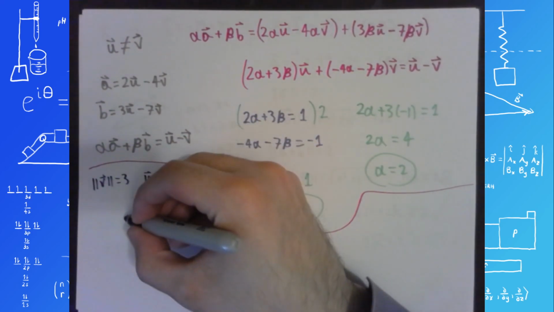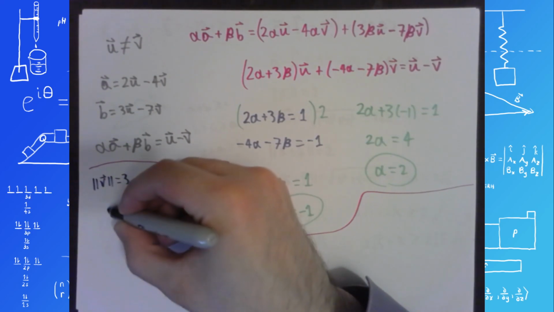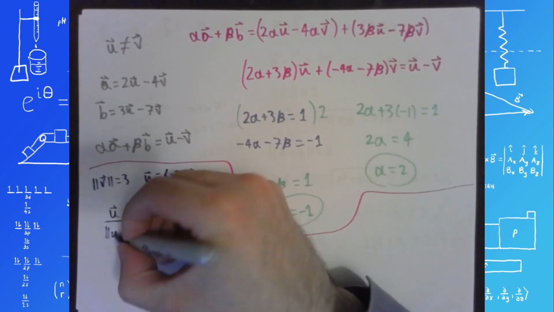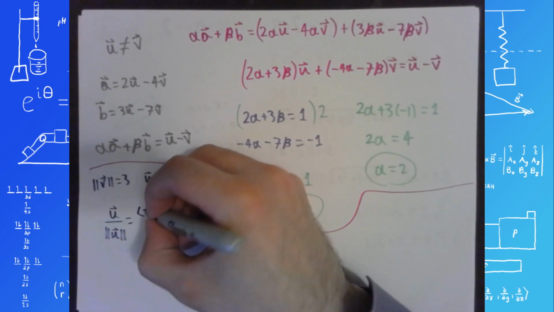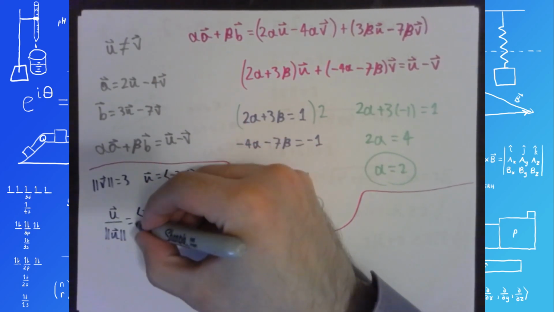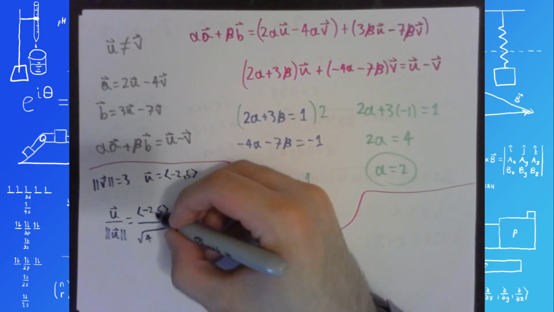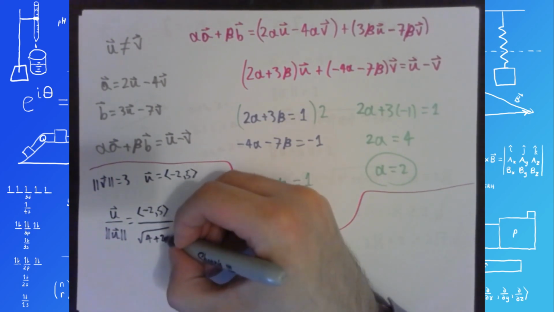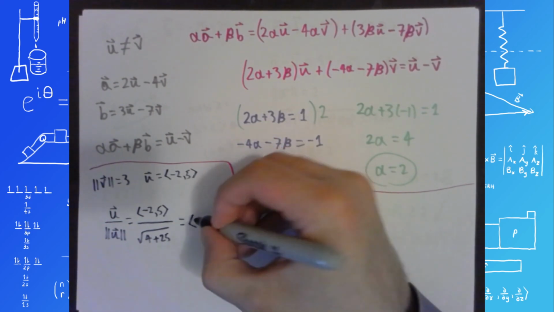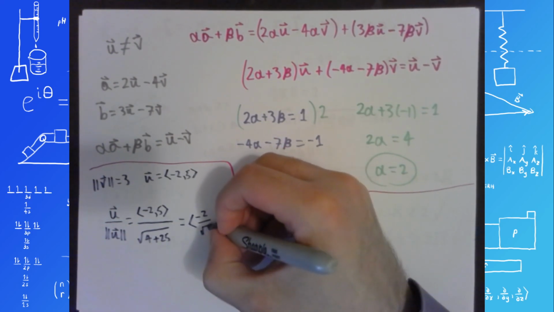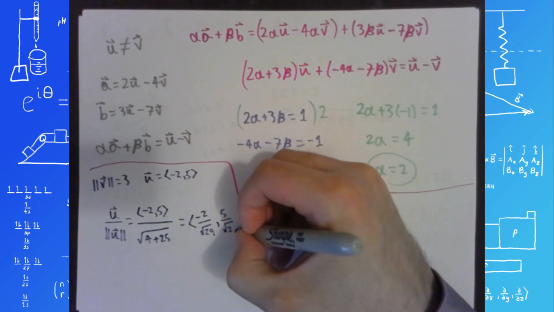So I'm going to do, let's see, unit vector of u is just going to be u over its own magnitude. We did this before. So that's negative 2 comma 5 divided by the square root of the square of negative 2 is 4 plus the square of 5 is 25. So that's 1 over the square root of 29 distributed over this stuff. So that's going to be negative 2 over root of 29, comma positive 5 over root of 29.